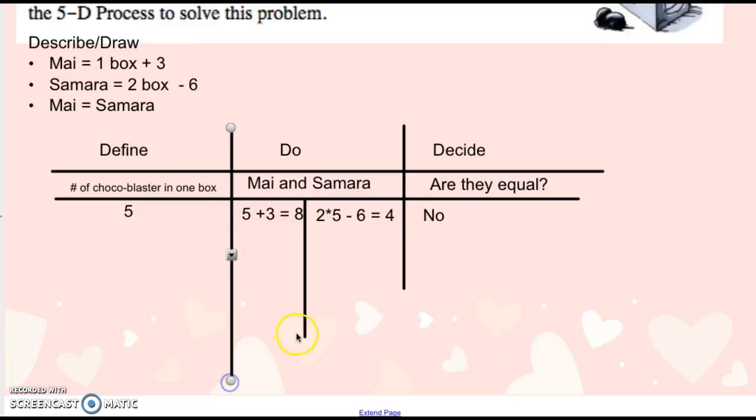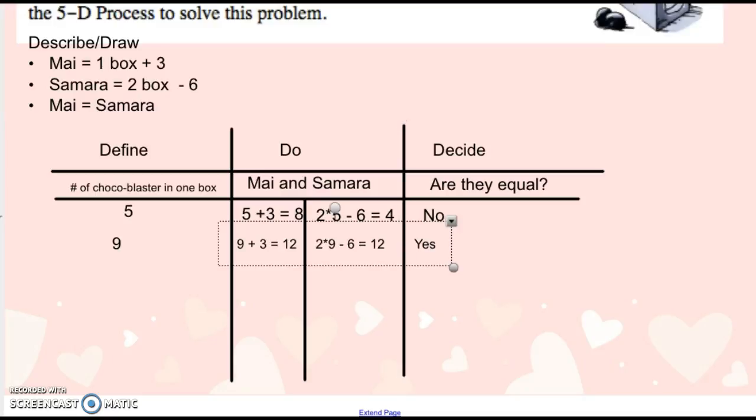I would like you to work on your own and pause the video and find out how many Choco Blasters are in each box. When you have the correct answer, you can press play again and see if your answer matches mine. I came to the answer that there are 9 Choco Blasters in each box. If there are 9 Choco Blasters in each box, Mai would end up with 9 plus 3 would be 12, and 2 times 9, because Samara has 2 boxes, take away 6 is 12, so yes, they are equal.